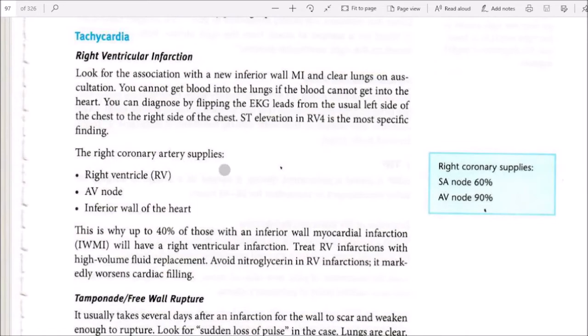The right coronary artery supplies the right ventricle, RV, AV node, and inferior wall of the heart. The right coronary artery supplies the SA node 60% and the AV node 90%. This is why up to 40% of those with inferior wall MI will have a right ventricular infarction. Treat right ventricular infarctions with high volume fluid replacement. Avoid angioplasty in right ventricular infarctions. It may markedly worsen cardiac filling.